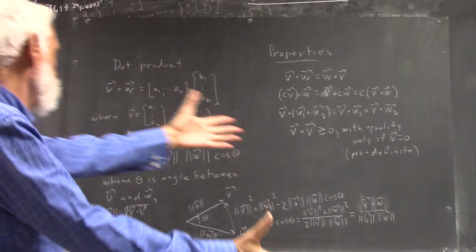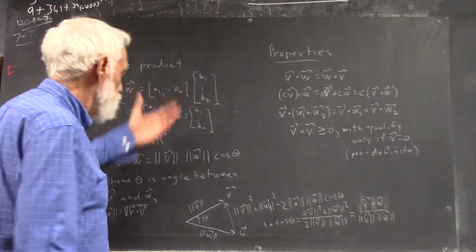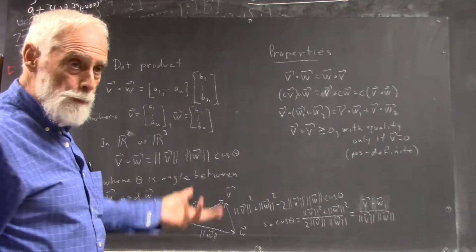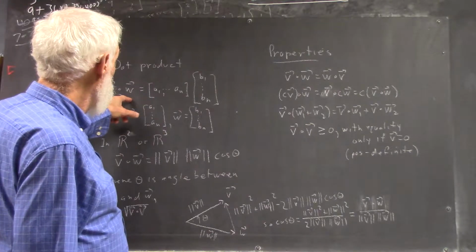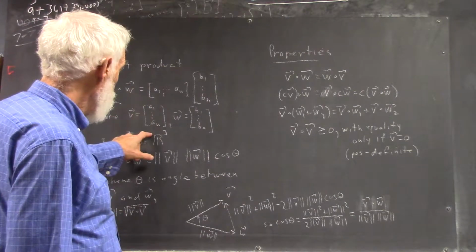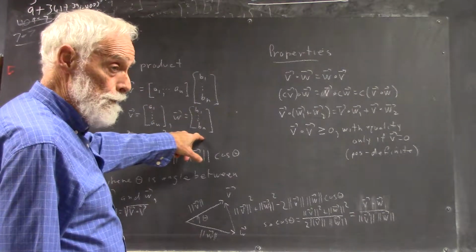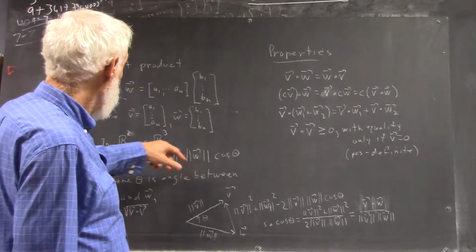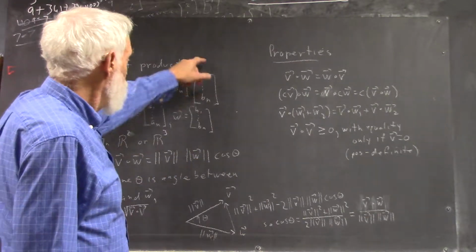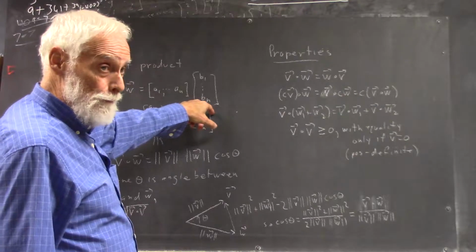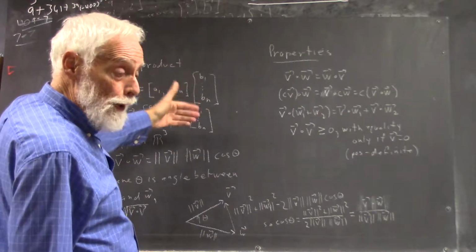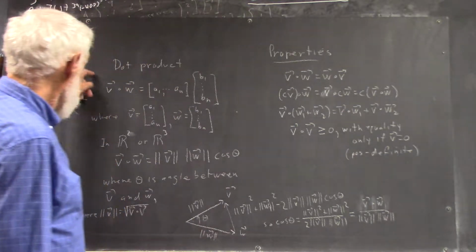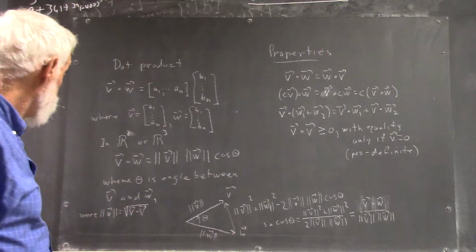Just a quick introduction to dot products. Okay, dot product of V and W, where V is A1 through AN, W is B1 through BN. If these are column vectors, then you take the transpose of V, multiply it by the B vector, giving you just A1 B1 plus A2 B2 up through AN BN. So that'll be our definition of dot product.